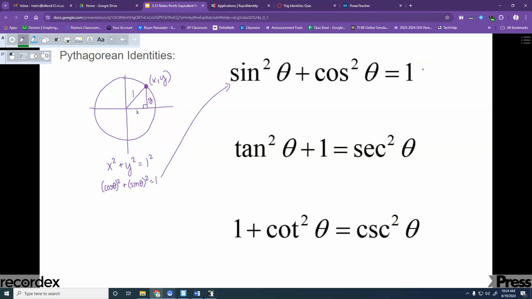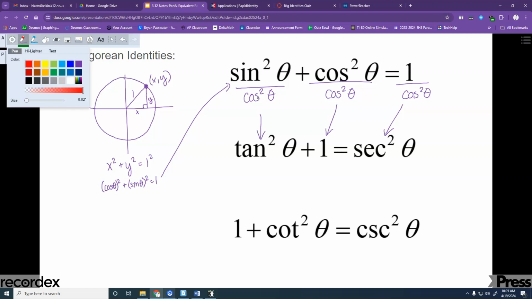So, imagine that I did this. Imagine I divided all of these by cosine squared. If I divide all these by cosine squared, right? What would sine squared over cosine squared give me? Tangent squared. What would cosine squared over cosine squared give me? 1. And what is 1 over cosine squared? Secant squared, right? So if I take my original and divide everything by cosine squared, it gives me the tangent squared formula, right? Same thing would be true.